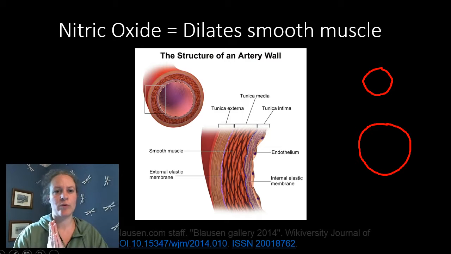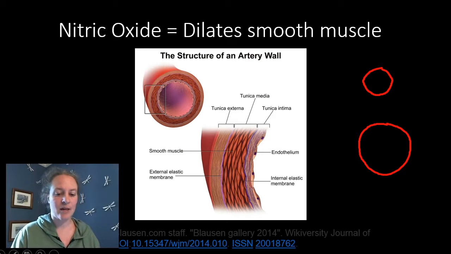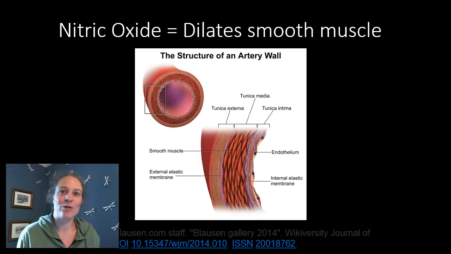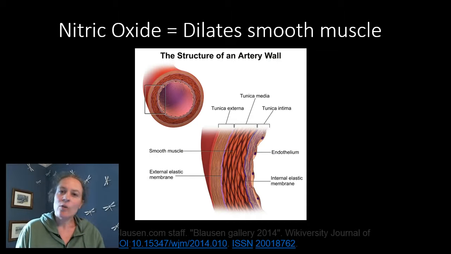So the next thing you might be wondering is where does this nitric oxide come from, and what's the deal with it? So nitric oxide used to be called endothelial-derived relaxing factor. So if you're reading some of the older literature and you see EDRF, that's the same thing as nitric oxide. We just figured out exactly what it was. And it only has a half-life of really a few seconds.